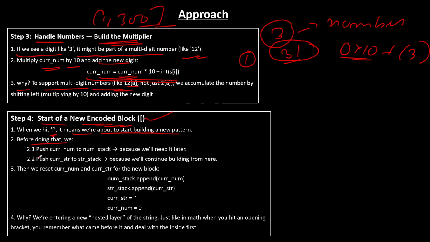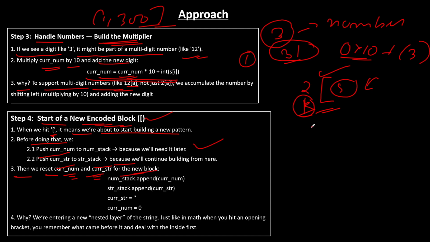Now, before doing that, we push the current number. Before every opening bracket, there would be a number which is basically k, correct? So we push it into the stack because we will be needing it later, right? And we push the string to the string stack. Till now, whatever string we have created, we push it into the stack. We don't directly push the bracket in our approach. We just directly push the string. Okay. Now we reset our current num and the current string for the new block.